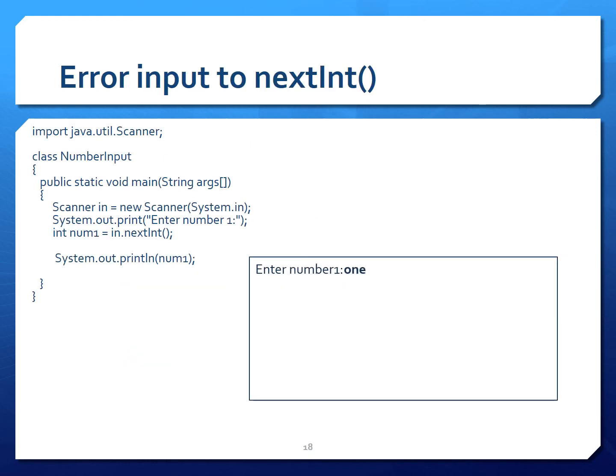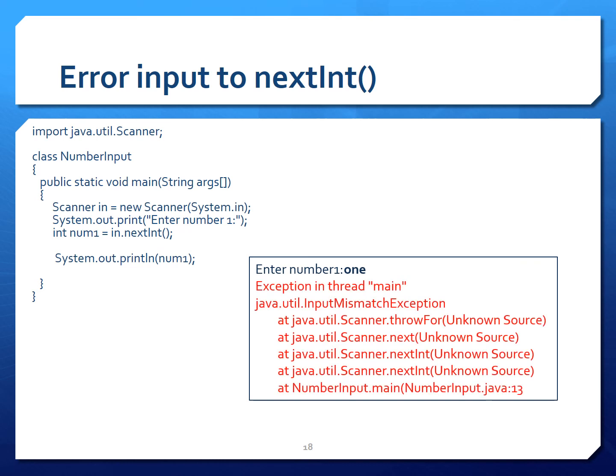If the user enters a non-integer, the method nextInt will generate an error, or in more technical terms, throw an exception. Because the method is expecting an integer but it got a string instead. We will learn more about exception handling, that is how to handle errors, later in the course.